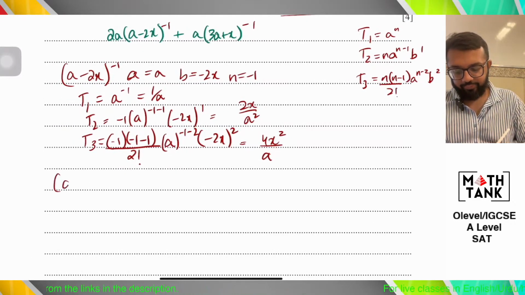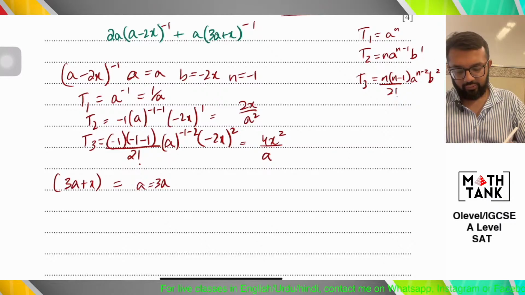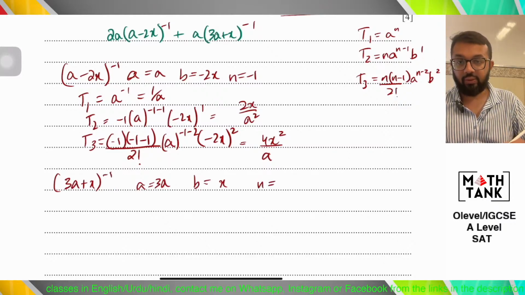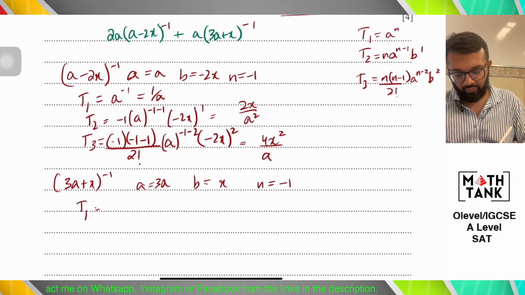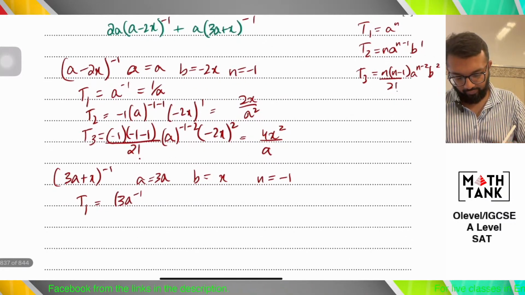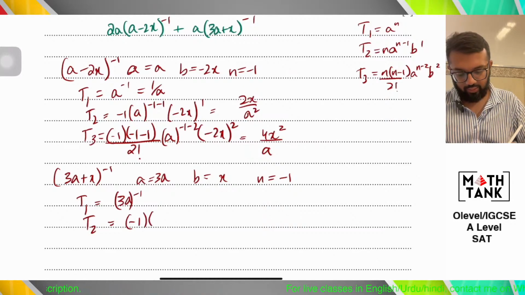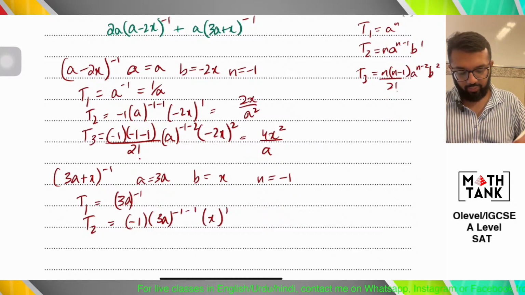Tricky expansion. So a is 3a, b is x, and n is minus 1 as usual. So term number 1, a power n. Term number 2, n, a power n minus 1, b power 1.